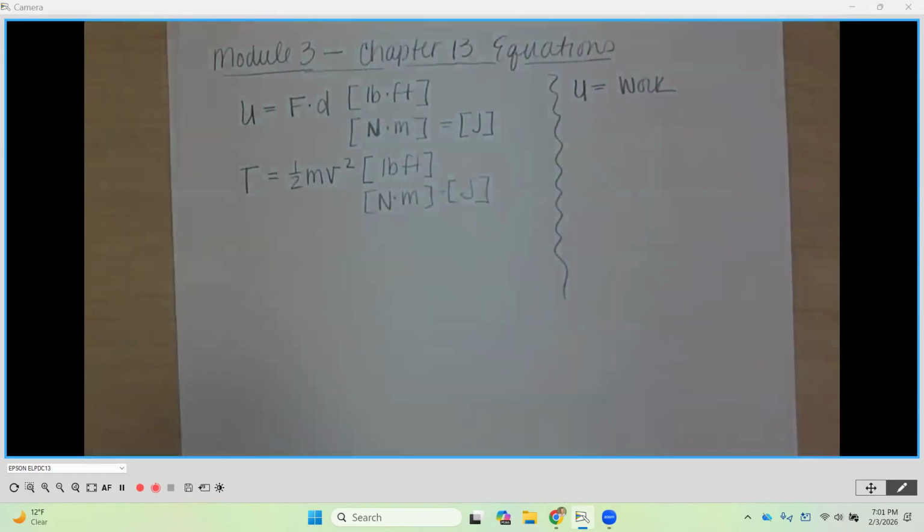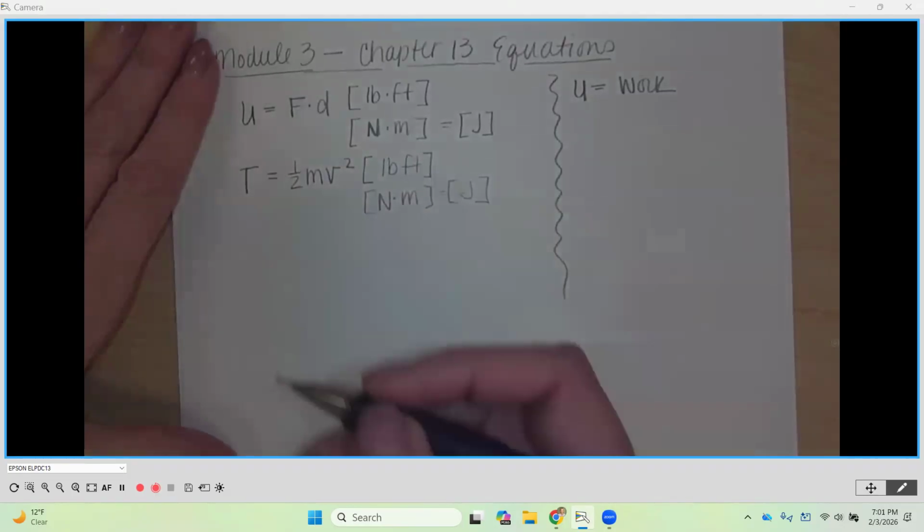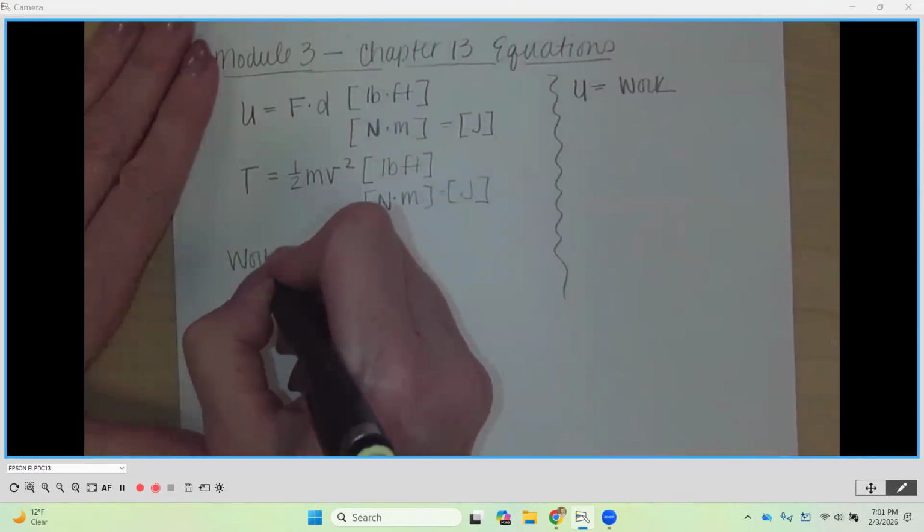Now it makes sense that work and kinetic energy have the same units because, as we're going to see next in the work energy theorem, they're set equal to each other in the equation. So work energy theorem.